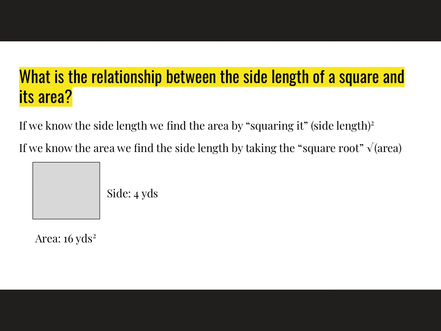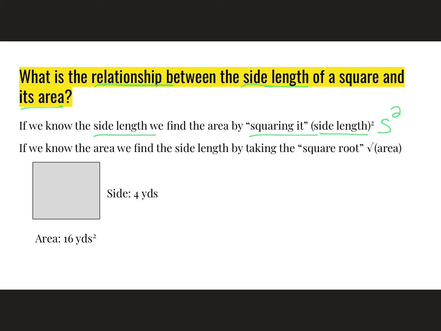Okay. So what is the relationship between the side length of a square and its area? If we know the side length, we find the area by squaring it. Side length squared, or S squared.